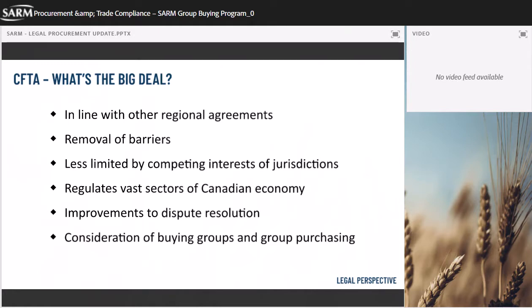And also, this is the first time in a national piece of legislation that buying groups and group purchasing have been explicitly noted. So that's something that was quite significant for RMA and SARM when looking at the services that we provide to our members.